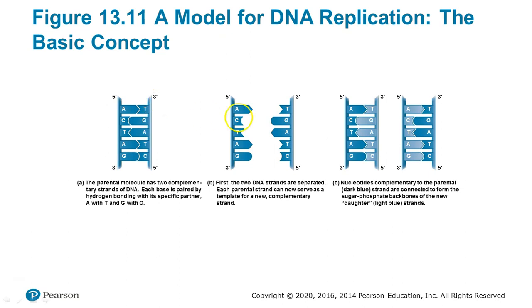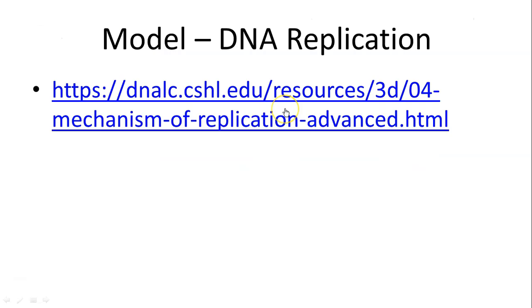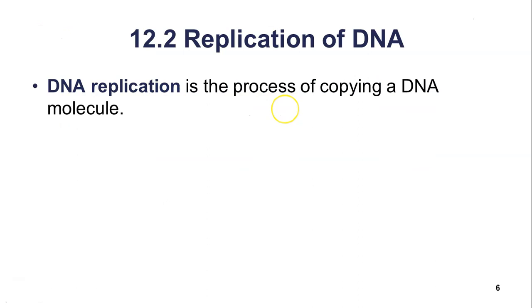So here's the parental strand, right? 5' to 3', A binds to T, C binds to G. And then that's base pairing. And then you can see how it separates. And we get two identical strands, because base pairing allows that to happen. Okay. There's a lot of videos online you can watch. We've shown some in class.